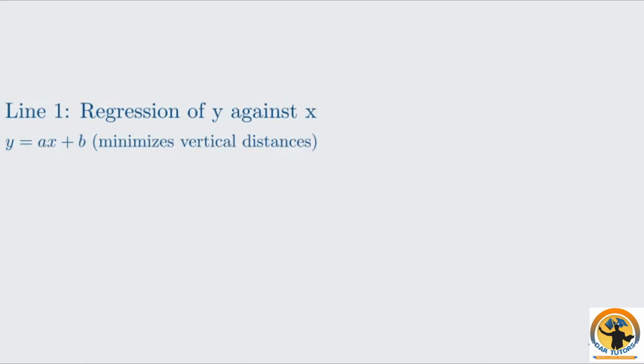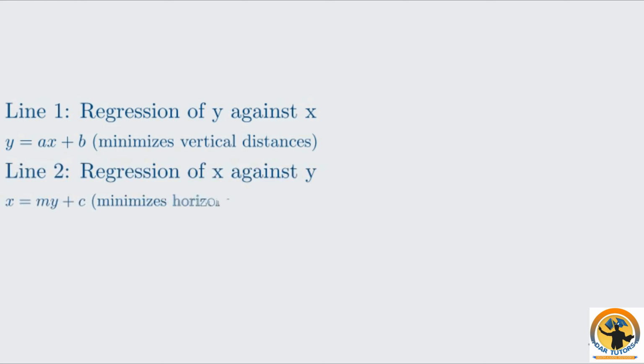Now, let's address a common misconception. The regression line of x against y is generally not the same as the regression line of y against x. Let's see why. The first line, y equals ax plus b, minimizes vertical distances. It's built on the assumption that y is the response variable and x is explanatory. The second line, x equals my plus c, minimizes horizontal distances. It's built on the assumption that x is the response variable and y is explanatory. The key is that the method of minimization is different. One looks at vertical errors, the other at horizontal errors. This difference usually leads to two distinct lines.